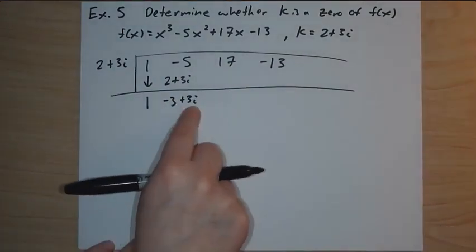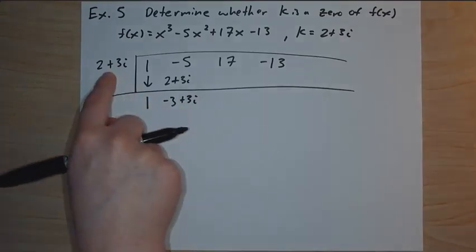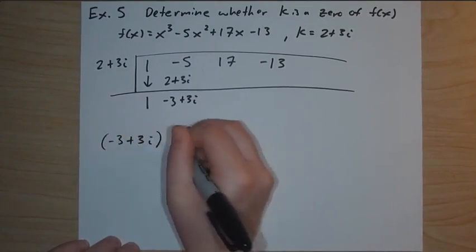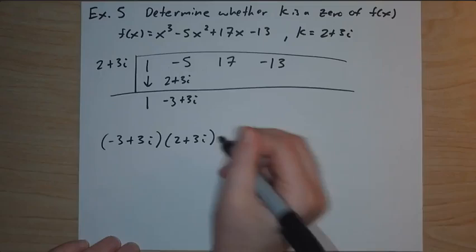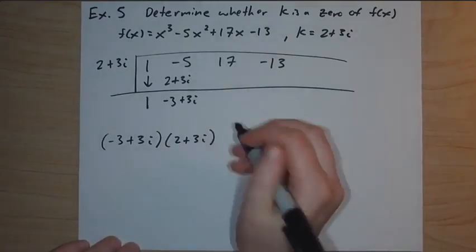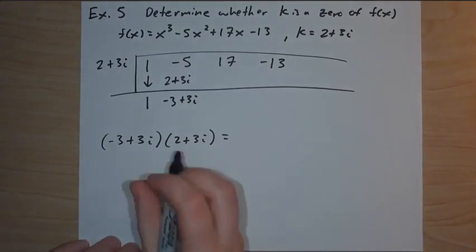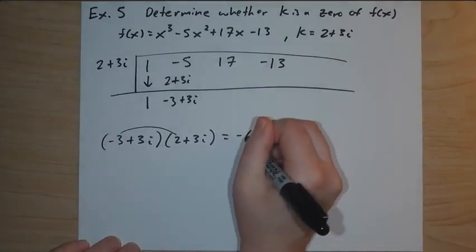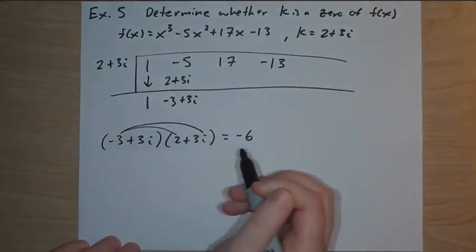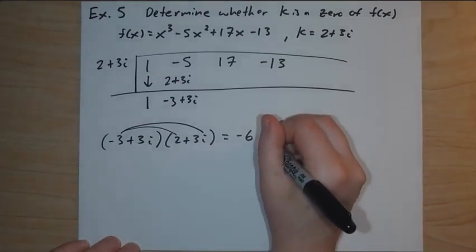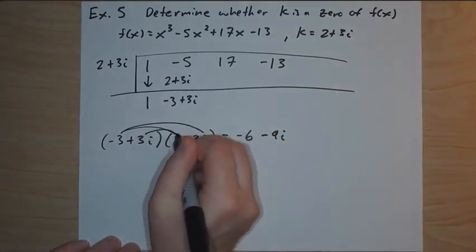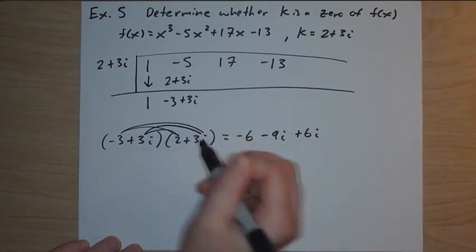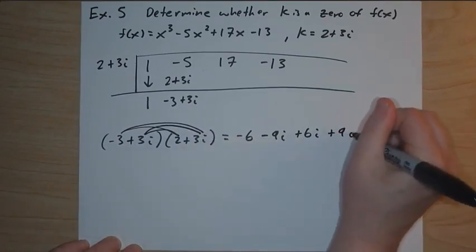So we have negative 3 plus 3i, and we're going to take this and multiply it by 2 plus 3i. So we have negative 3 plus 3i times 2 plus 3i. I will show how to do this for just this one bit. We're going to use the FOIL method. Negative 3 times 2 is going to be negative 6. And we have negative 3 times positive 3i. That's going to give us negative 9i. And we have 3i times 2. That's positive 6i. And then we have 3i times 3i, so that's positive 9i squared.